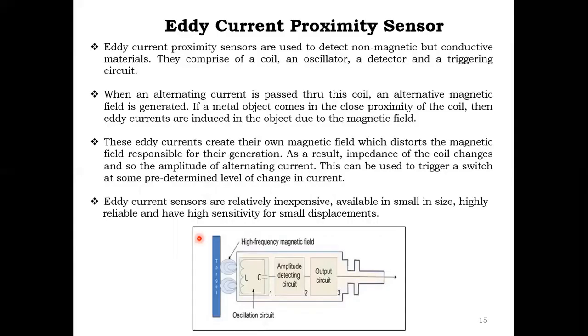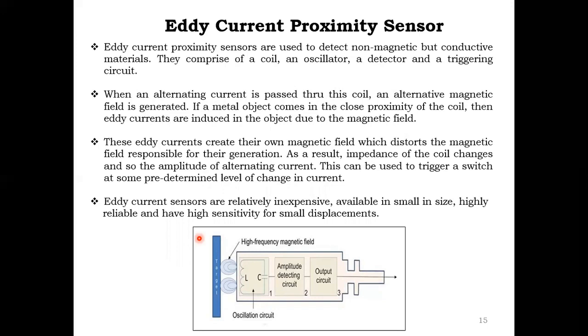Okay, so next one, eddy current proximity sensor. First we need to know about the eddy current. When we apply a high frequency magnetic field to a conductive material, the conductive material produces current flow, or some magnetic flux, in the material. So it will produce some current in the output. That is eddy current, a current induced in a material by the high frequency magnetic field. That technology is used in the eddy current proximity sensor.